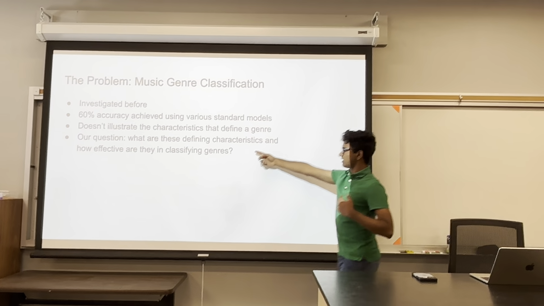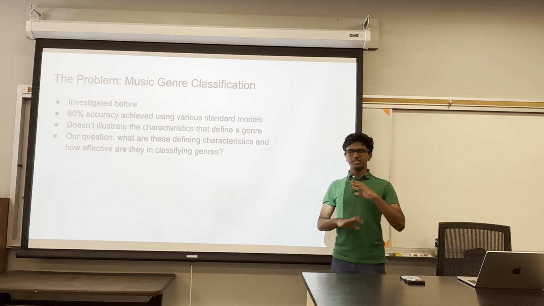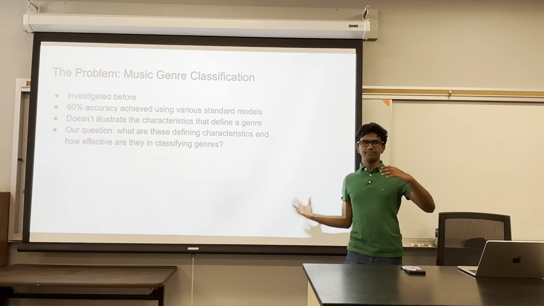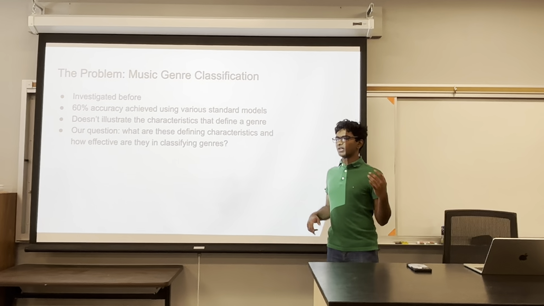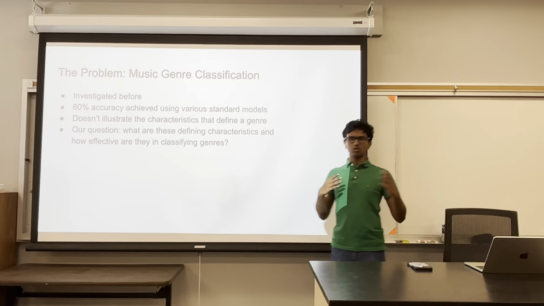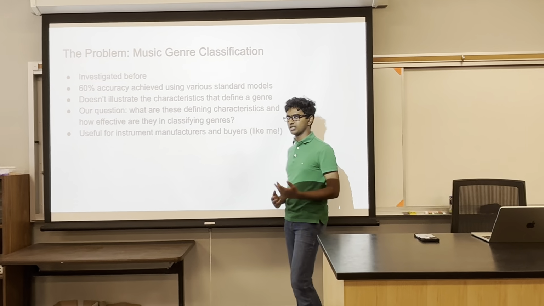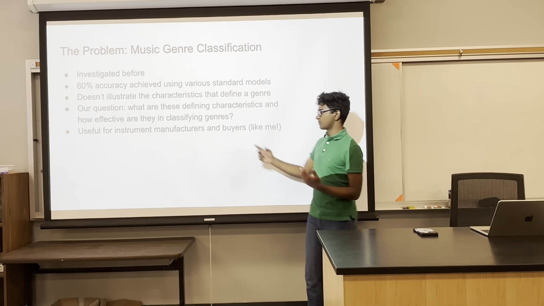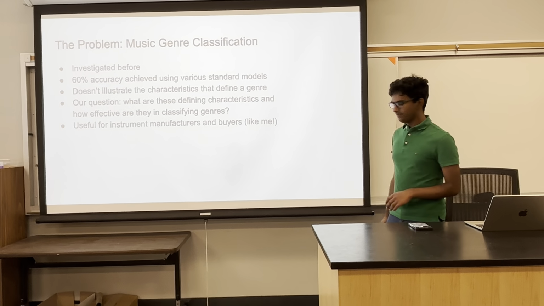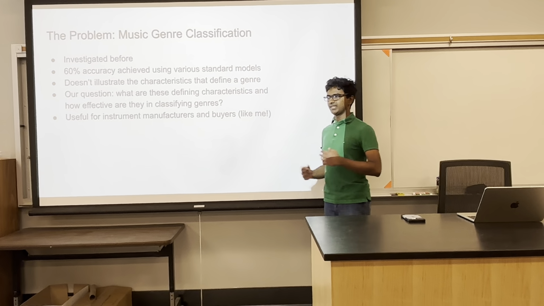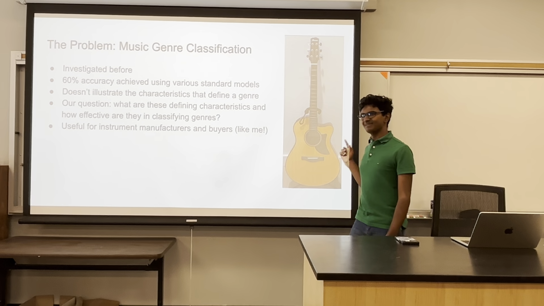So the use cases of this is, if you're trying to make music for a specific genre, you wouldn't want just a general purpose classifier. You'd want something that tells you what the qualities of music in this genre are, and what the qualities of music in that genre are. In particular, if you're trying to manufacture an instrument to suit a specific genre, or buy an instrument for a specific genre, this is something you'd be interested in. For example, acoustic pop, the kind of music I write, needs a brighter sounding guitar, which is why I got this, which is a pretty bright sounding guitar.